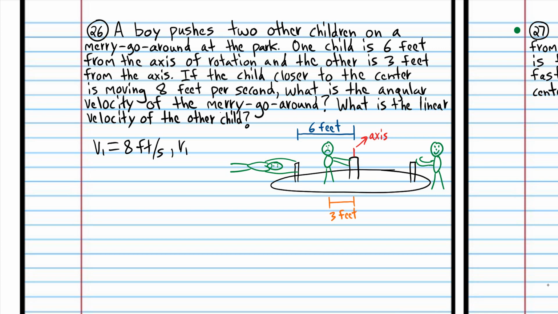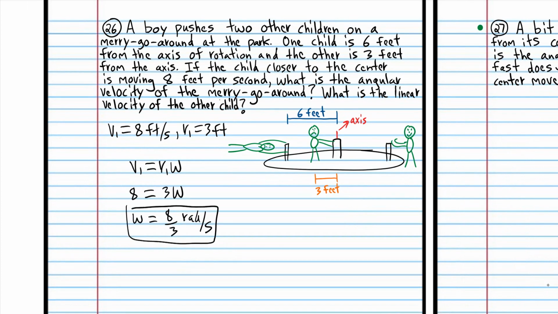And R1, the radius for the first child, the child closer to the center, is 3 feet. So now we can write V1 is equal to R1 times omega. V1 is 8, R1 is 3. Solve, and we get 8/3 radians per second. So that is the angular velocity. That's the first part of the problem.